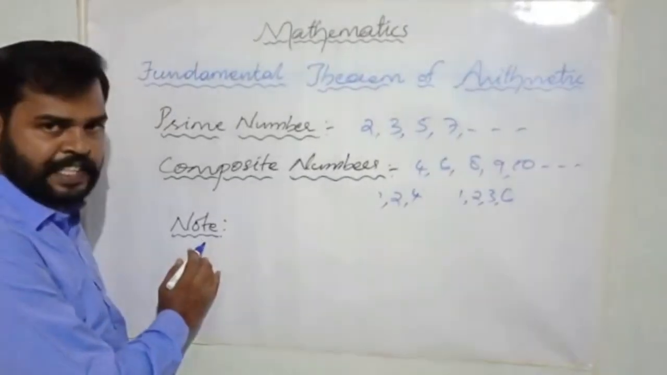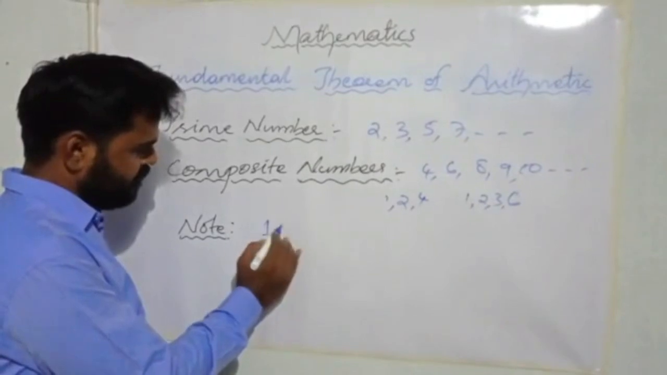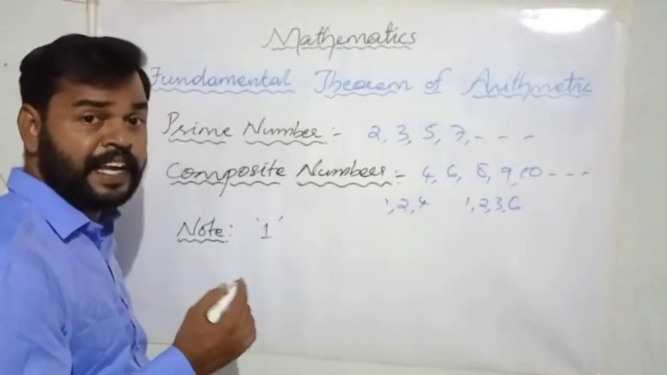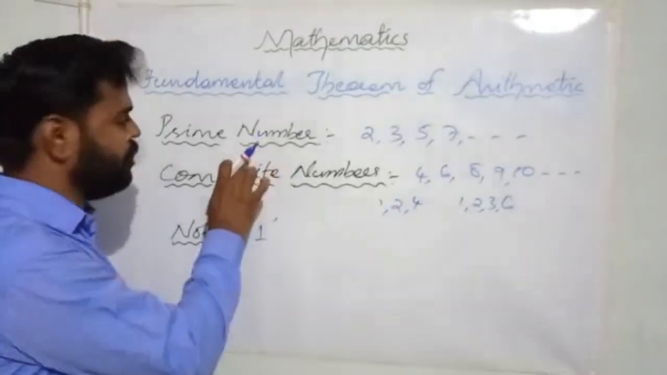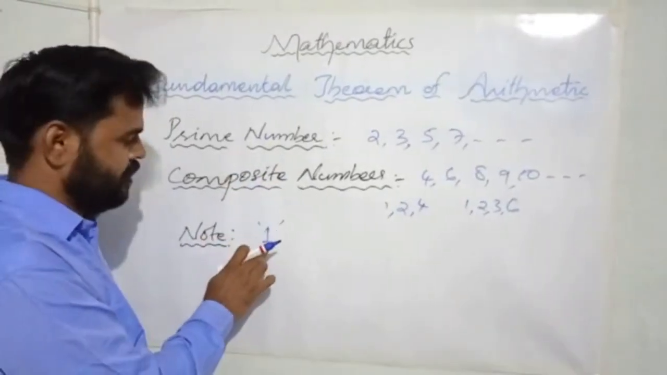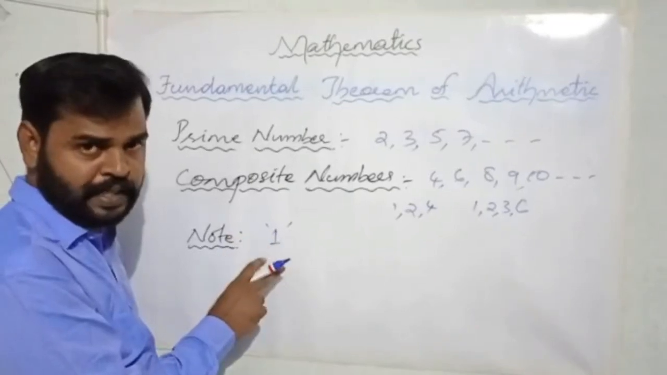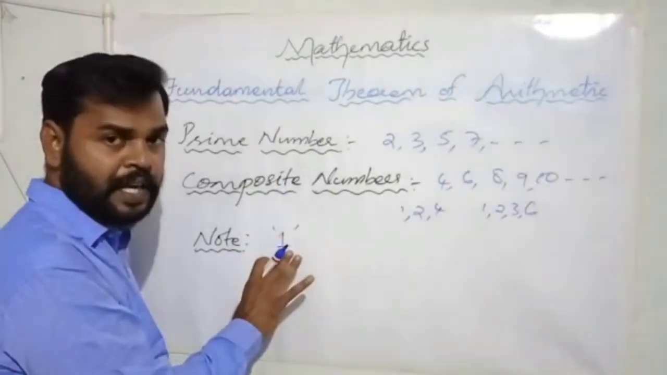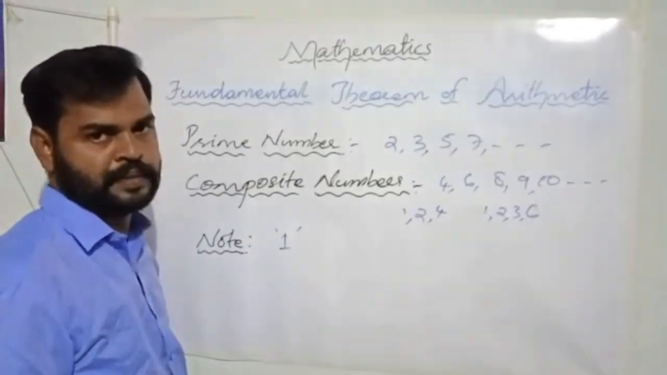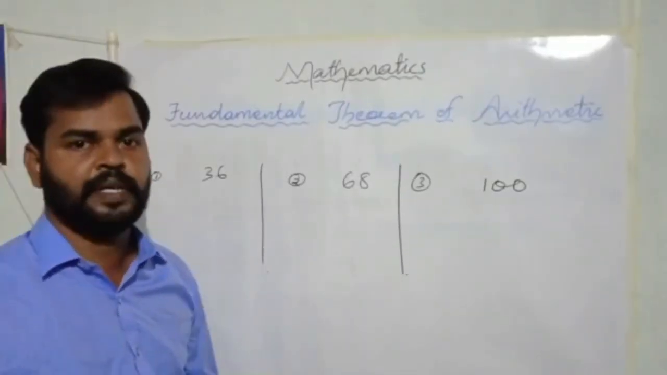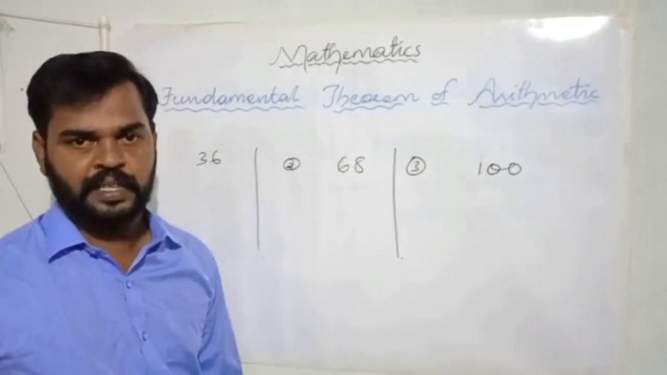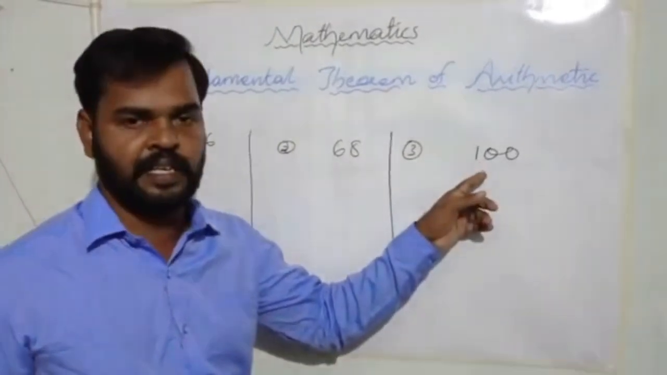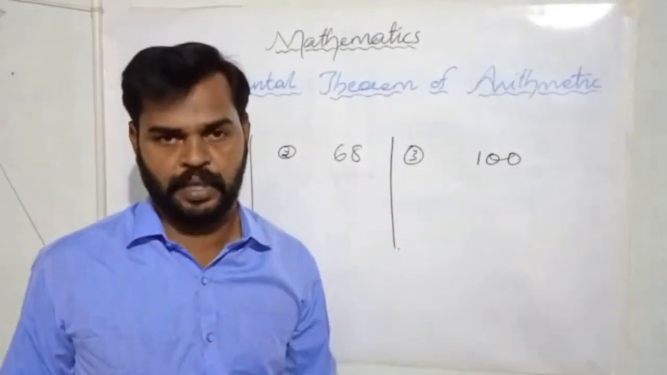One important thing is, the first natural number, 1, is neither prime nor composite. It is not a prime number and also not a composite number. Already we discussed prime numbers as well as composite numbers. Now, you know very well, 36, 68 and 100 are examples of composite numbers.